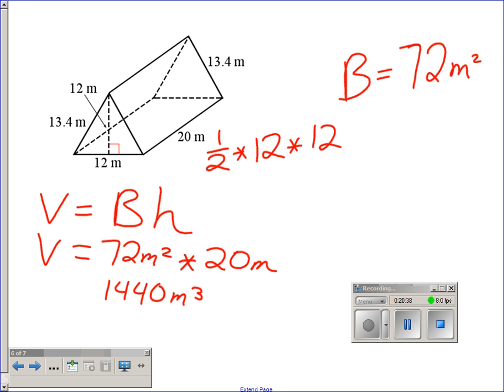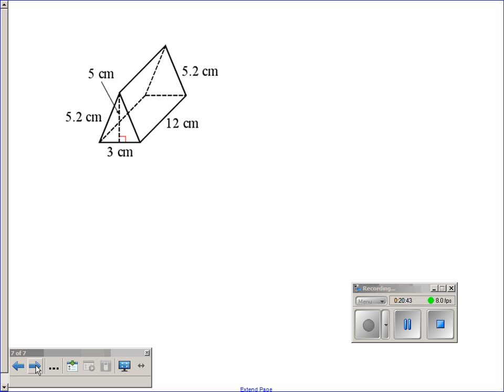The last one you're going to do on your own. Find the area of the base. Area of the base equals, and I need to find volume, what that equals. All right, what's the area of the base?